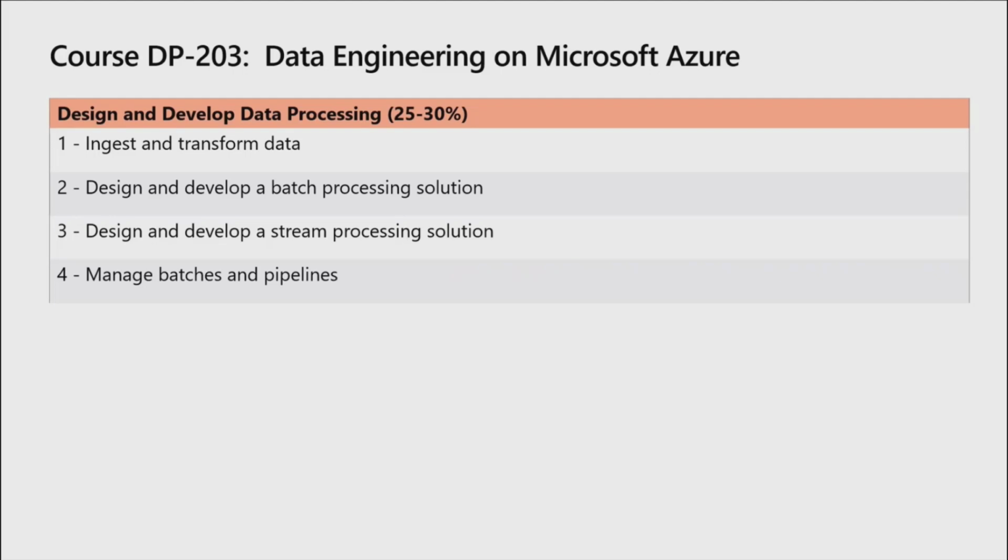Then we're going to talk about designing and developing a batch processing solution. So remember, I mentioned the Lambda architecture. So this is the batch side, and then we have the develop a streaming processing side, which I'll point out again, which includes both Event Hub and Stream Analytics.